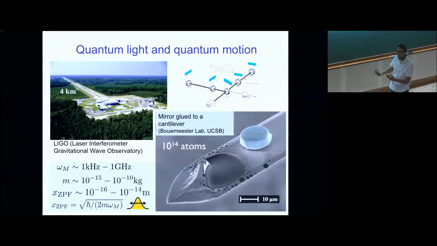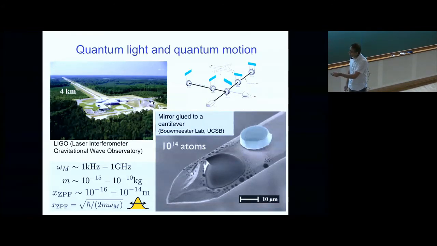So down here we go to maybe more human scale experiments. So this is a more typical kind of optomechanical experiment. This is an image taken from Dirk Bouwmeester's lab at UCSB. So this is a cantilever that basically has a mirror glued onto it. So for these more lab scale optomechanics experiments, you're talking about mechanical frequencies that go anywhere from the audio to the microwave, so kilohertz to gigahertz. So mass scales anywhere from picograms to micrograms. So again, masses that correspond to billions or trillions of atoms.